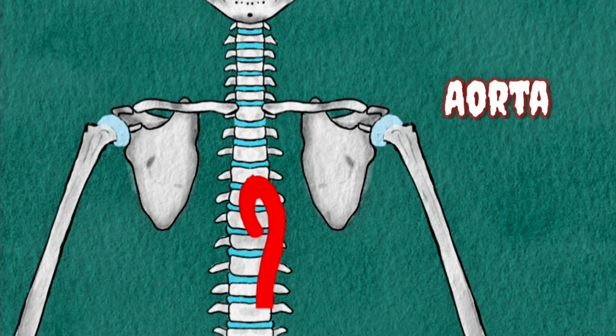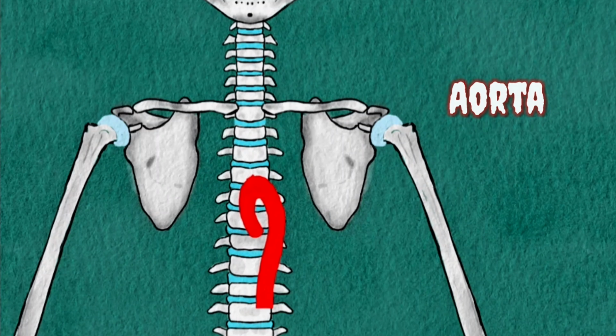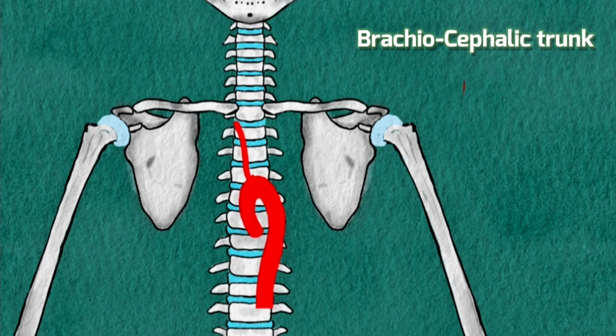The aorta can be divided into three segments, from proximal to distal. These are the ascending aorta, the aortic arch, and the descending aorta. From the aortic arch, there are three recognizable branches. The first and largest is the brachiocephalic trunk. This will later branch to supply the arm and the head of the right side. It's named brachiocephalic from brachio, meaning arm, and cephalic, meaning head.